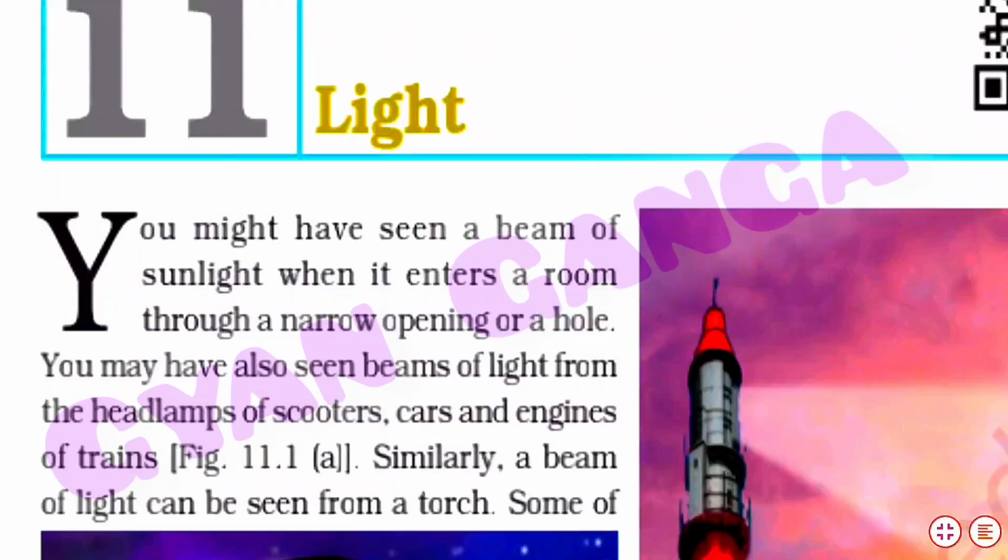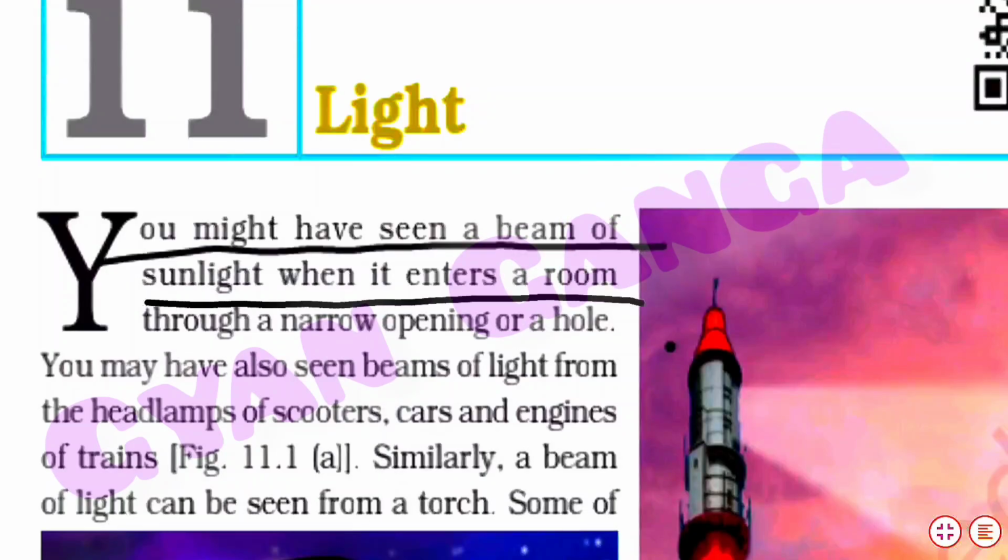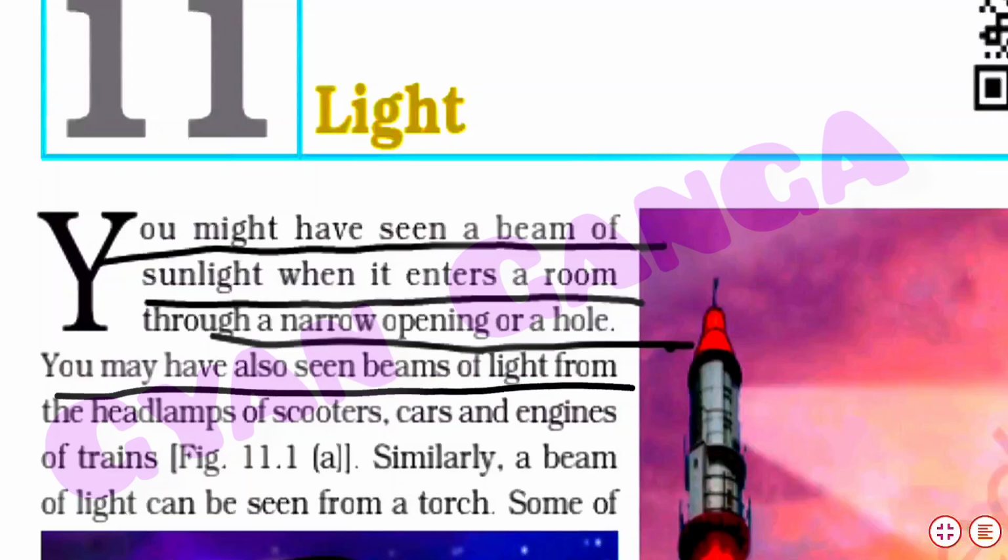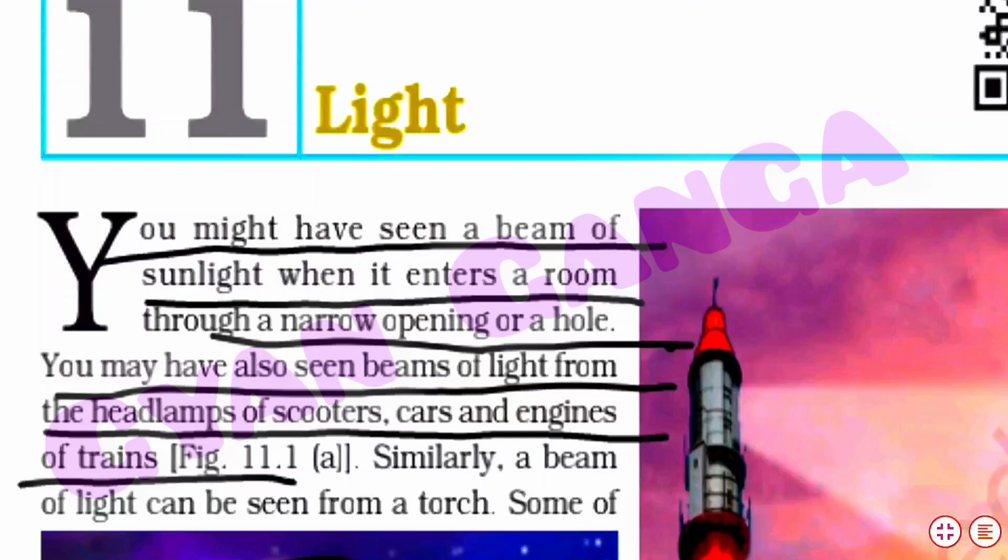Let's come to chapter number 11, that is light. You might have seen a beam of sunlight when it enters a room through a narrow opening or a hole. You may have also seen a beam of light from the headlamps of a scooter, car, and engine of a train. Figure 11.1. Similarly, a beam of light can be seen from a torch.